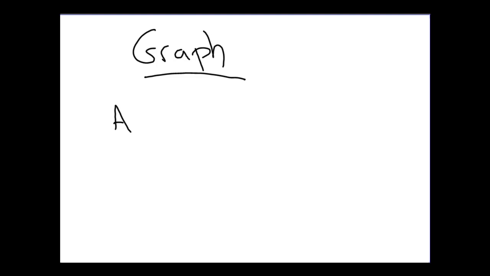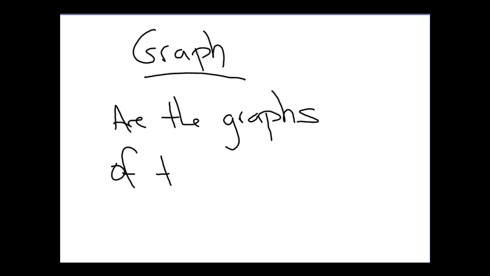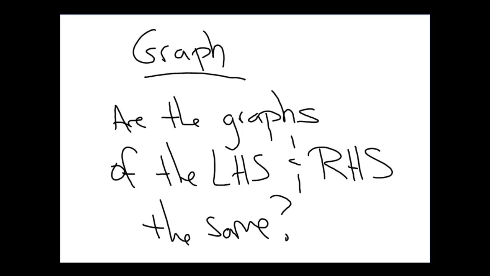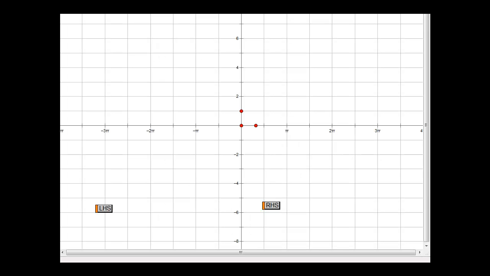Another way we might choose to do this would be to graph. Okay. Are the graphs on the left-hand side and right-hand side equal? Would that be enough to prove that we had an identity? Well, it just so happens that we can take a look at these graphs here and discuss whether we think this is a good method or not.